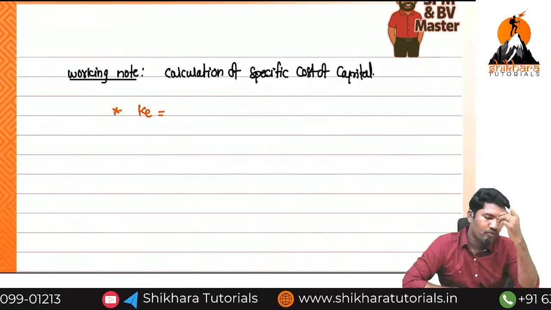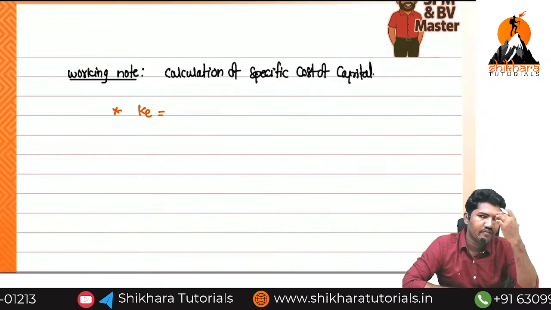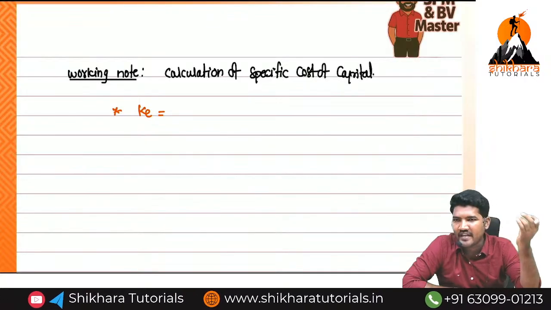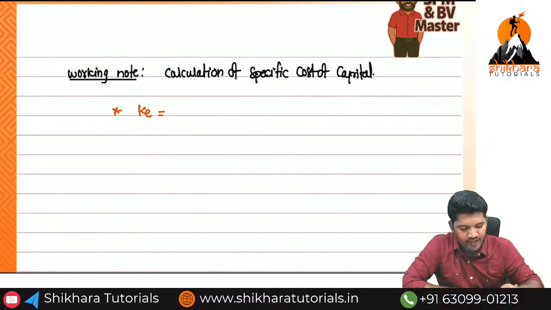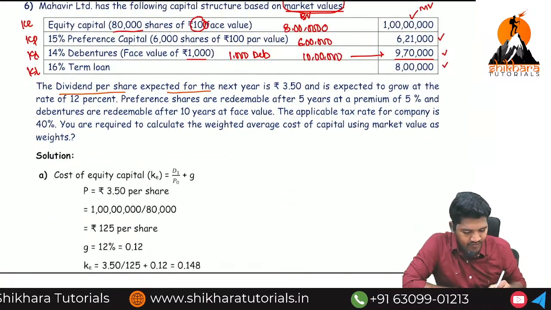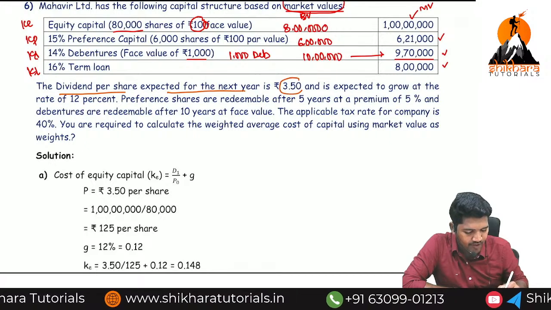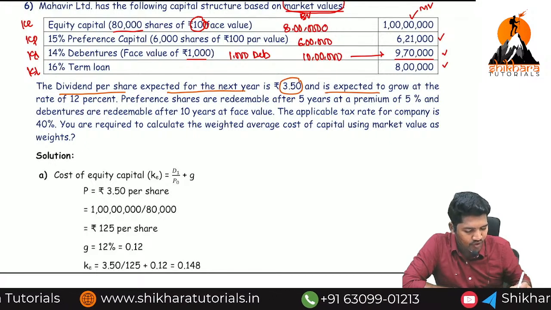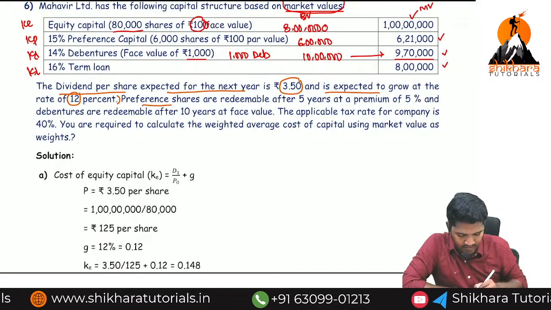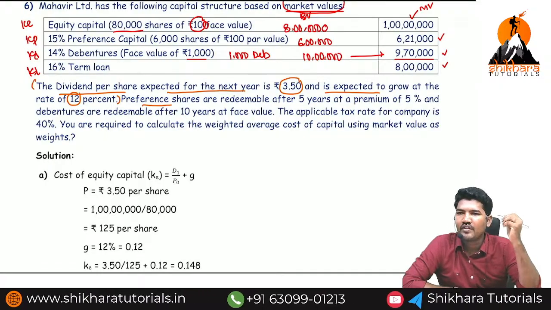Now when it comes to calculating KE, you have to decide which model it is: earnings model, dividend model, CAPM, or realized yield. So you can go and check that additional information. The dividend per share expected for the next year is rupees 3.5, and is expected to grow at 12%. That is the given information about the equity.